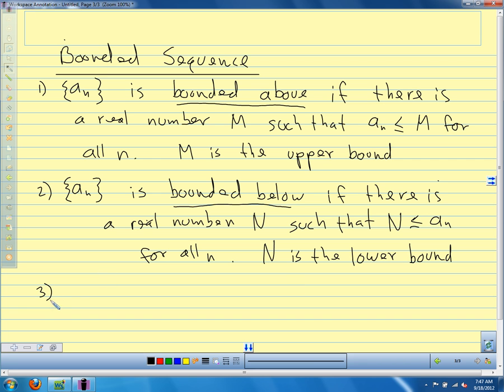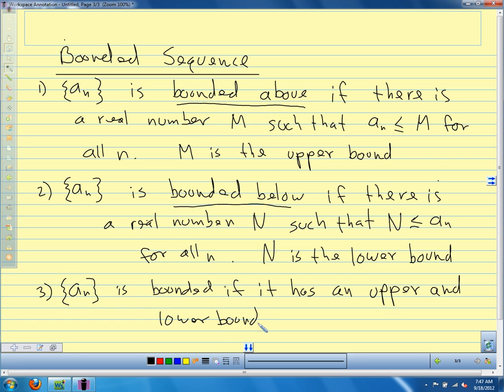So our sequence is bounded if it has an upper and lower bound. So if we have some number up here that the terms of our sequence don't increase beyond, some number down here that the terms don't decrease beyond, then our sequence is bounded. It has to be bounded above and bounded below to be called bounded.